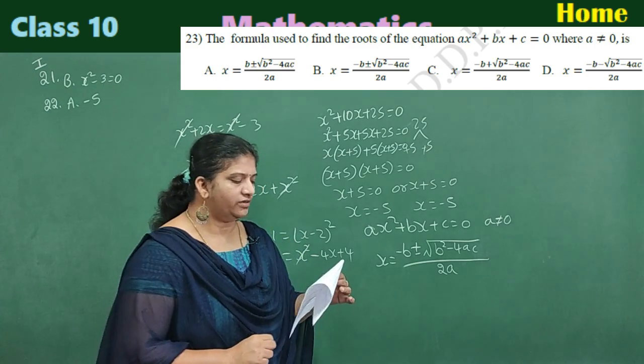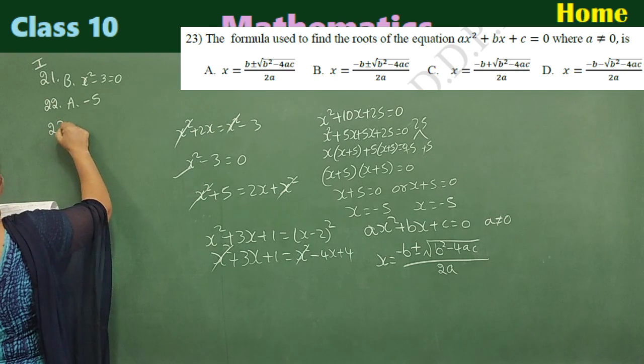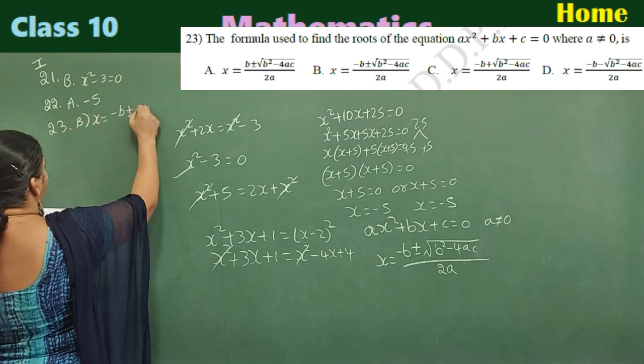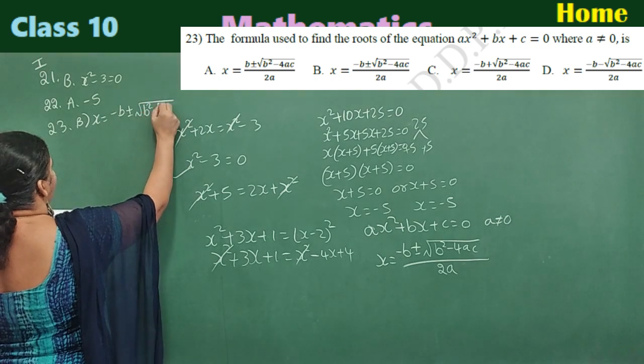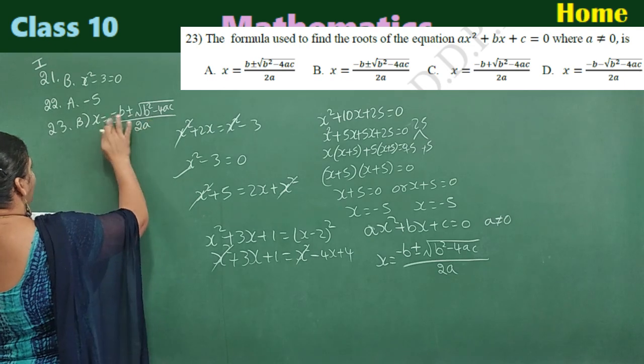Check for the option. Option B. It is your option B. x is equal to minus b plus or minus square root of b square minus 4ac by 2a.